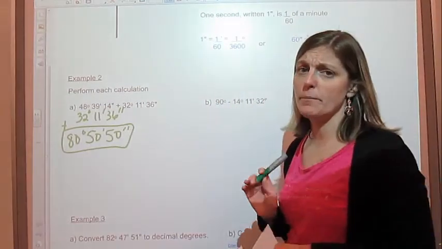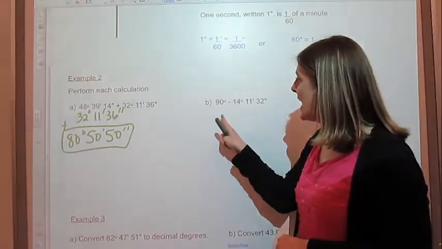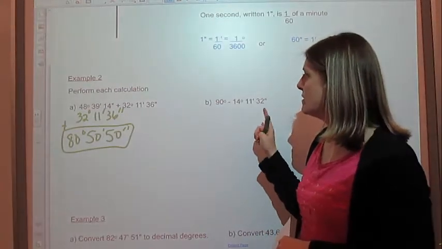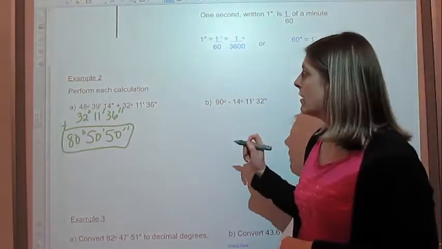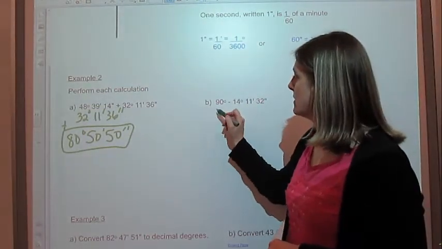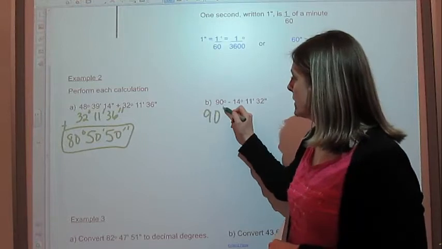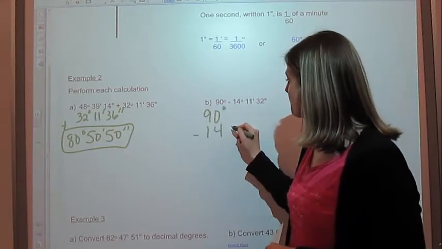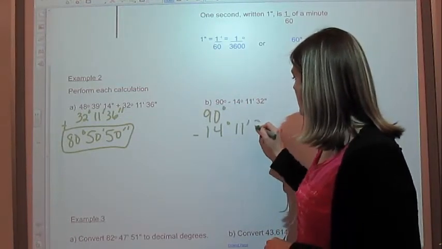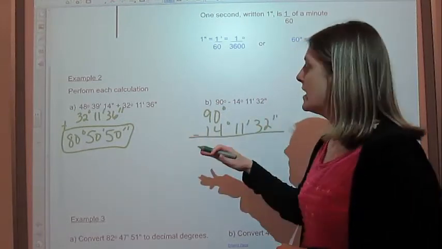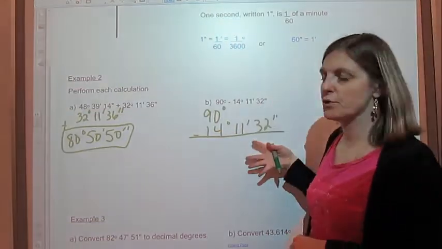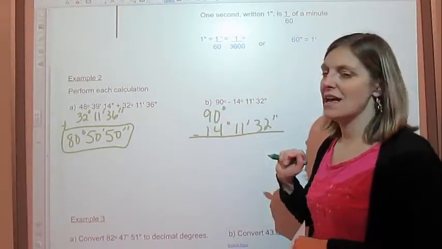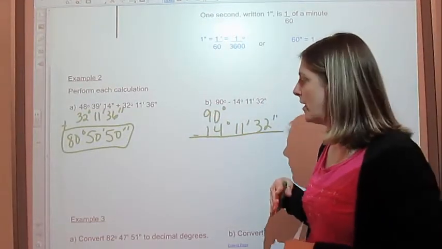All right, let's take a look at part B. 90 degrees minus 14 degrees, 11 minutes, and 32 seconds. Well, we need to break this apart. All right, we'll just do it this way. All right, so we want to subtract from right to left, but we don't have anything here to subtract from. So we need to change that 90 into something that we can work with, okay?